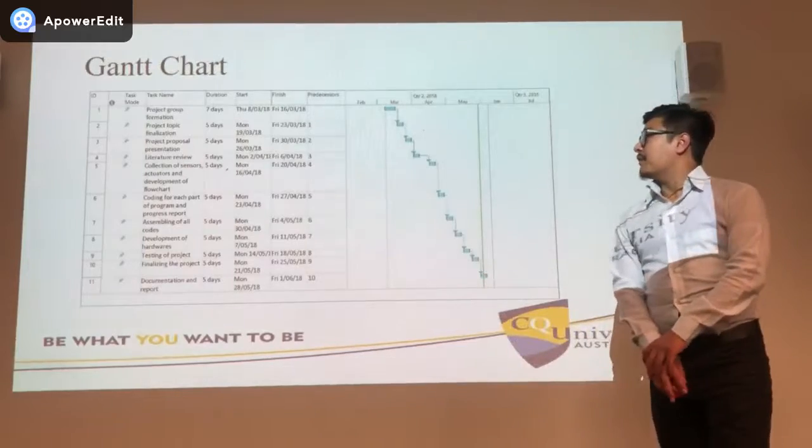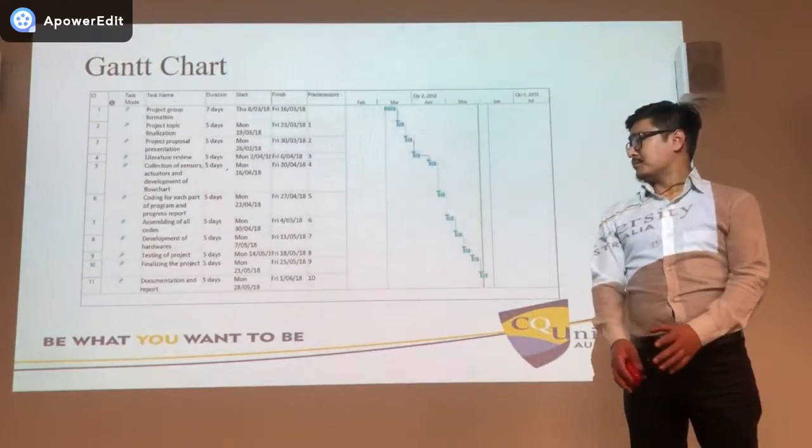This is the final Gantt chart for our project.